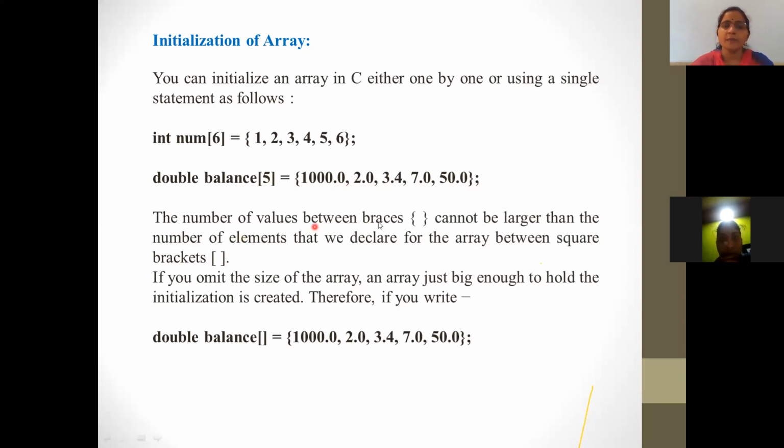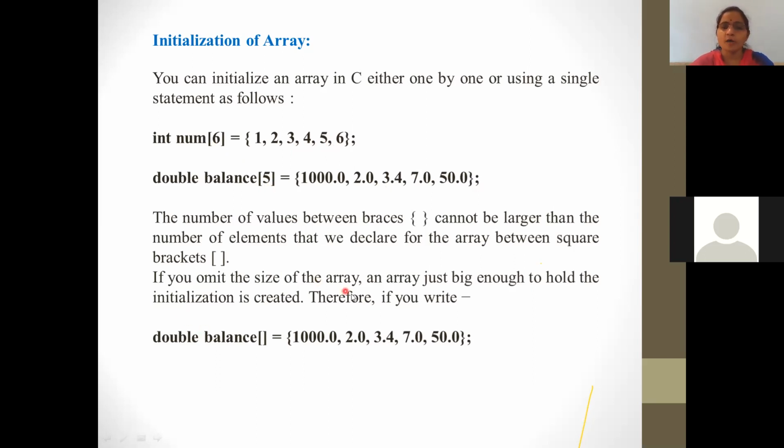The number of values between these braces, this is the opening brace and this is the closing brace, cannot be larger than the number of elements that we declare for the array between the square brackets. The meaning is that if you define the size of the array as 5 in the square brackets, then you must take only 5 values, not 6 values. If you declare 6 as the size, then you may take 6 different values.